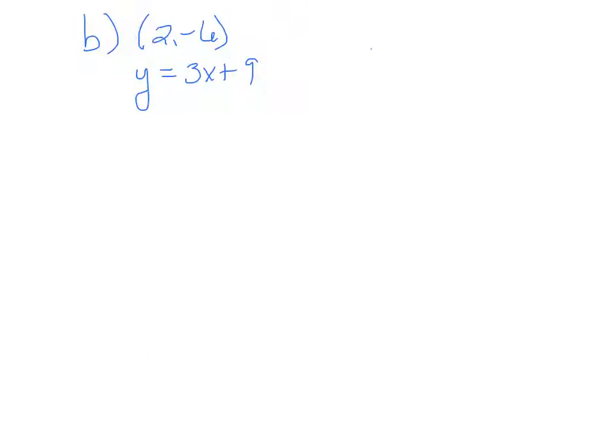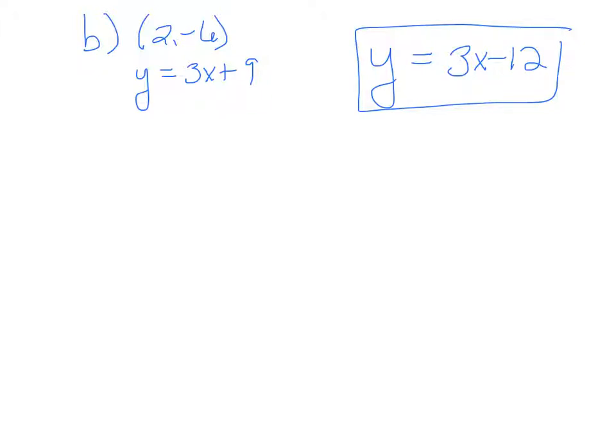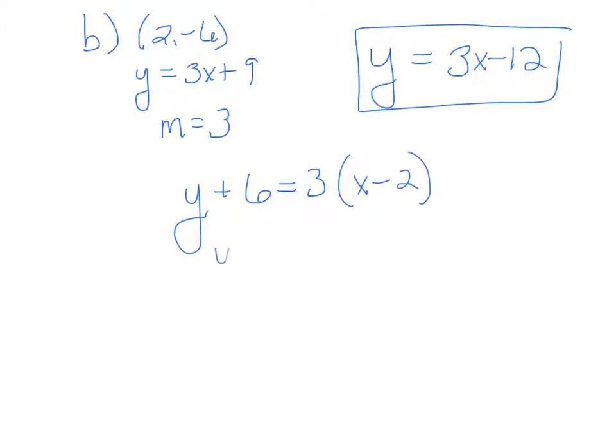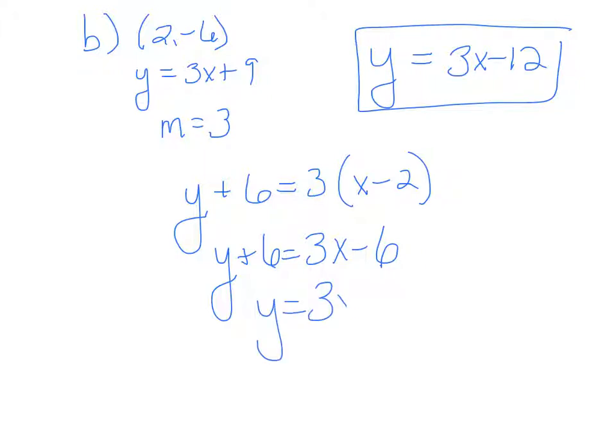All right, if you did it correctly, your answer would be y equals 3x minus 12. If you got that, you can skip this remaining part of this problem. We know our slope is going to be 3. I'm going to use point-slope form. So if I plug in negative 6, I get y plus 6 equals my slope, which is 3, times (x minus 2). I distribute the 3, and then I subtract 6 on both sides, and that gives me y equals 3x minus 12.